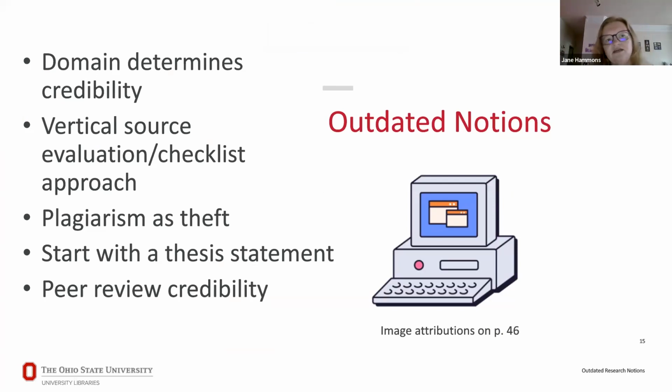So the notions that I'm going to highlight, some, as I mentioned, folks have already talked about: domain, the checklist approach, a little bit about plagiarism, starting with the thesis statement, and peer review credibility. And again, not everyone may agree with all of these, and if you don't, that's okay. Some of them may be a little bit controversial. But the idea is just to get us thinking about the kinds of guidance that we've traditionally given to students around research and information literacy, and whether all of that continues to be relevant or appropriate or helpful.